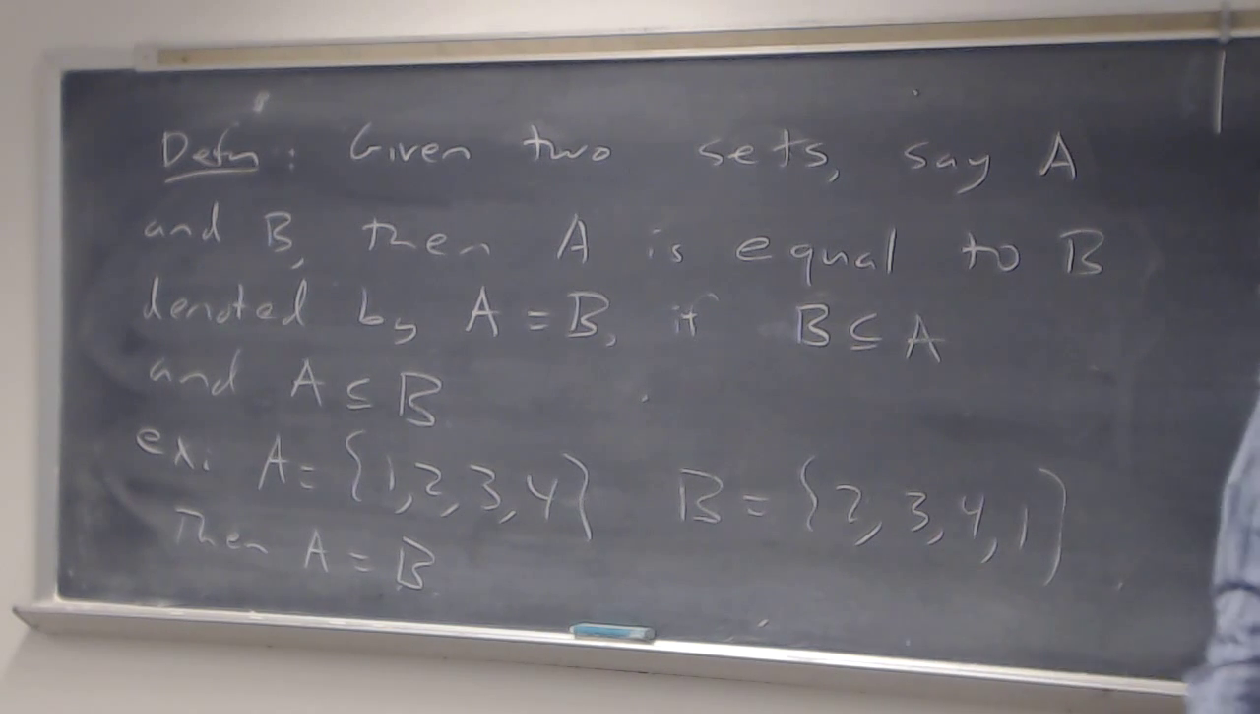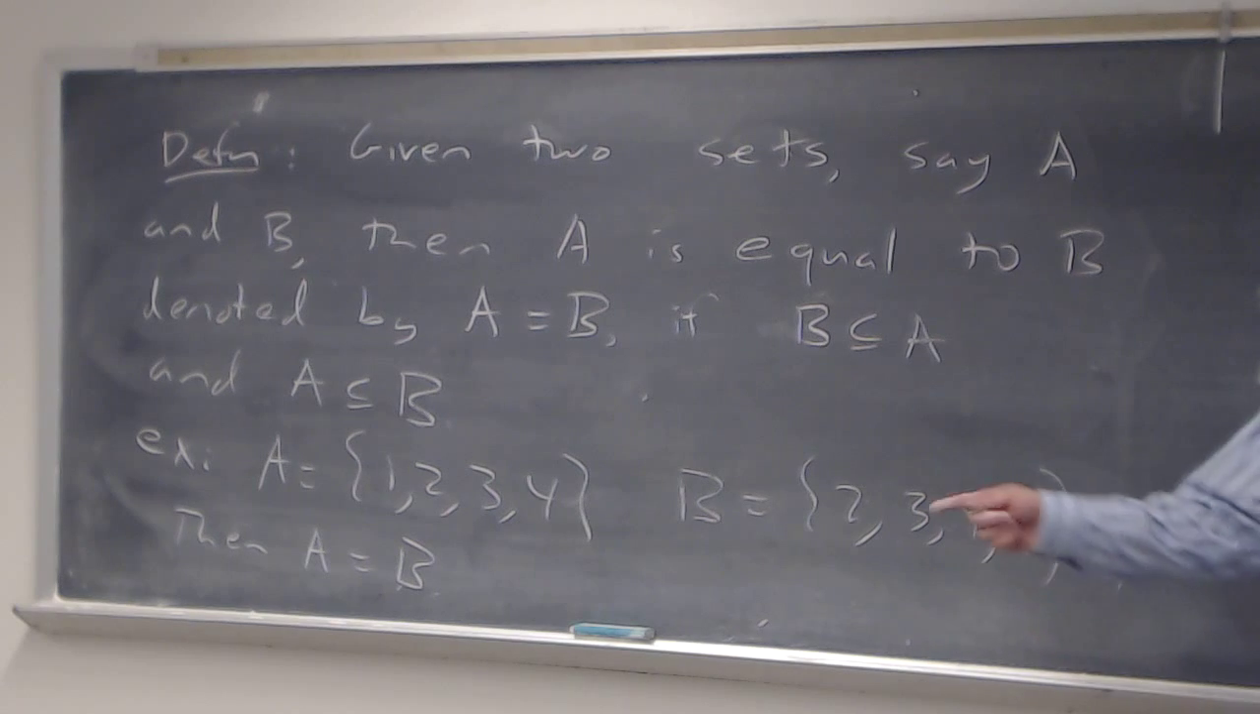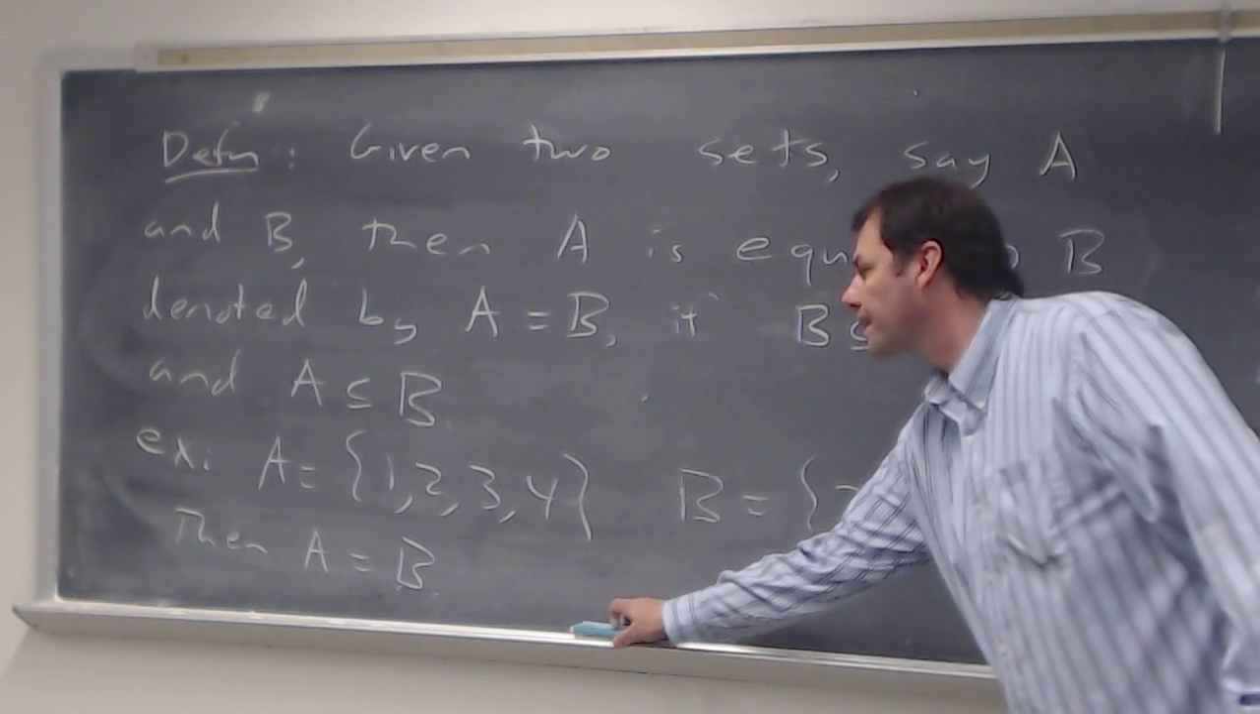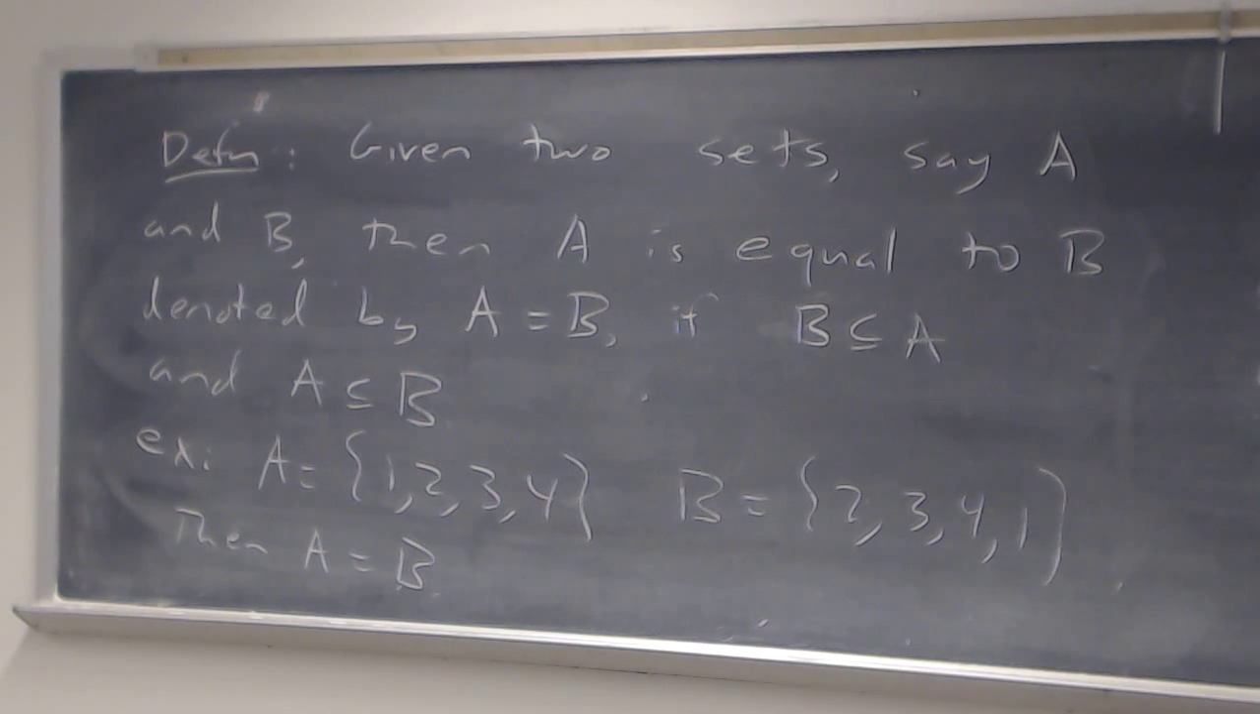What this example shows is that in sets, it doesn't matter the order in which we list things, they can still be equal. So in sets, it doesn't matter how we list the elements. Sometimes it might be advantageous to list them a certain way, but it's still the same set regardless of how we list them.